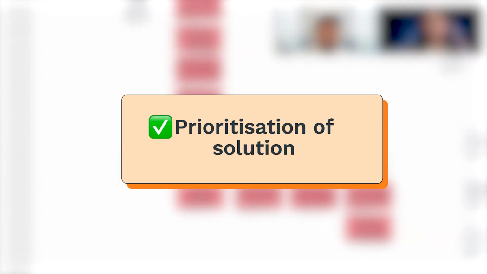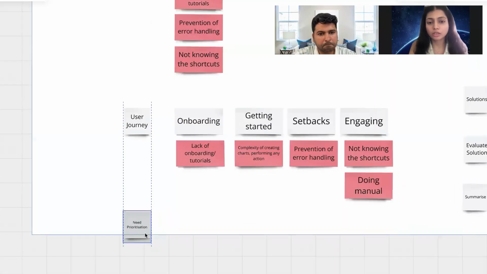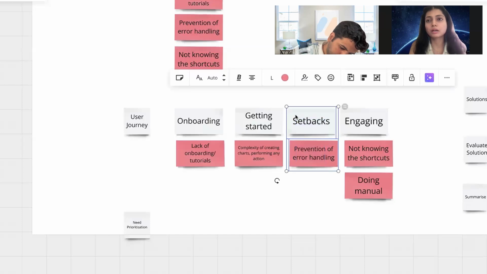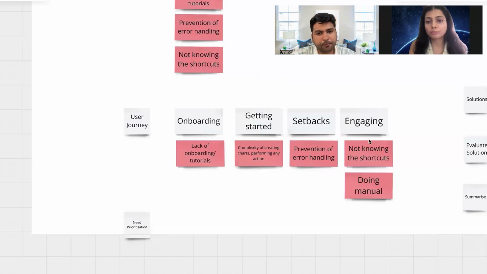Now, prioritizing one of the needs from here, I feel that, of course, onboarding is as important as it is, but when it comes to usability, I think it's the setback that is more of a barrier for them. So, I would like to prioritize the user journey setbacks, which is prevention of error handling, and then might also cover some part of the shortcuts as well. That can go along pretty well with each other. How does that sound to you, Arun?